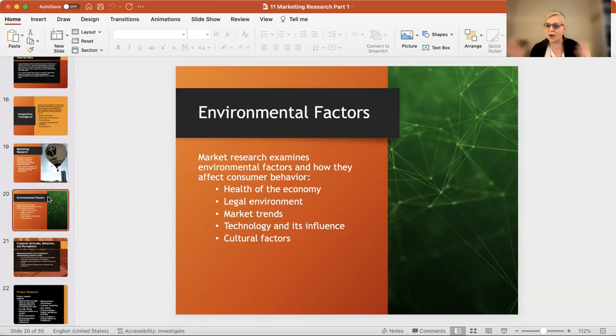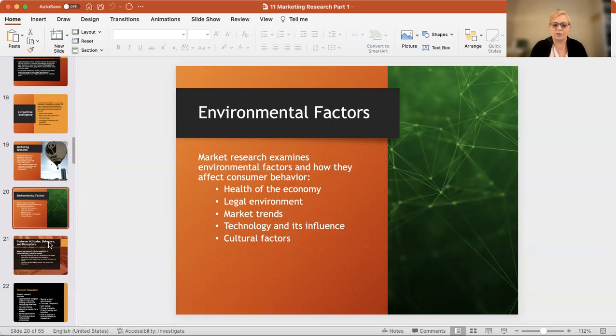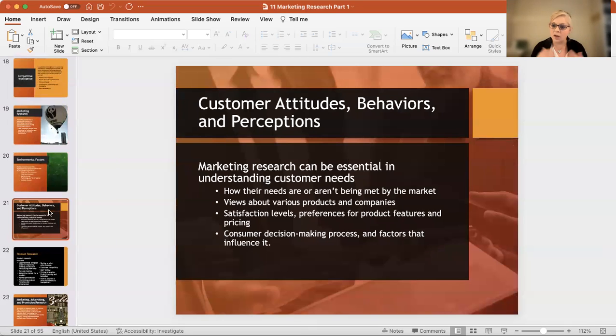That may change how customers buy, or it may not. It may encourage them to buy. But either way, there's probably going to be a change afoot there. And customers and companies need to know that. If they're accepting cryptocurrency, if they're selling cryptocurrency, what changes are going to come about because of this? Customer attitudes, behaviors, and perceptions.